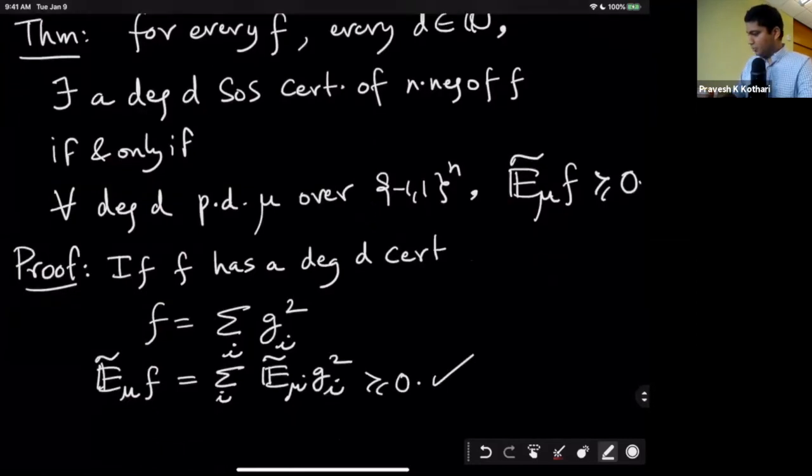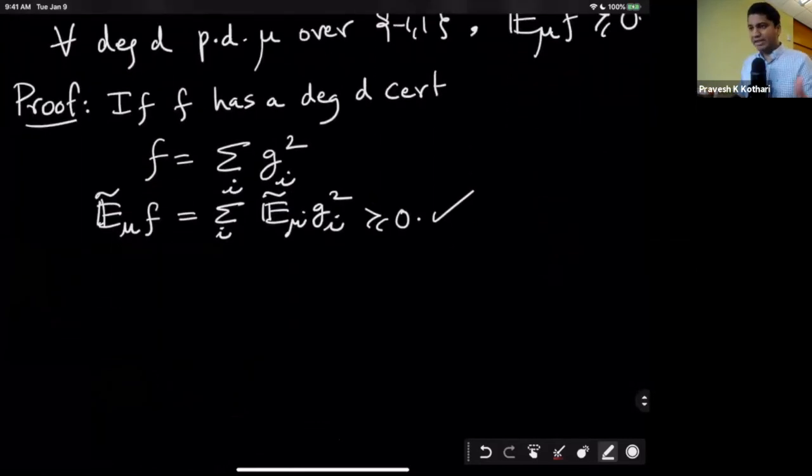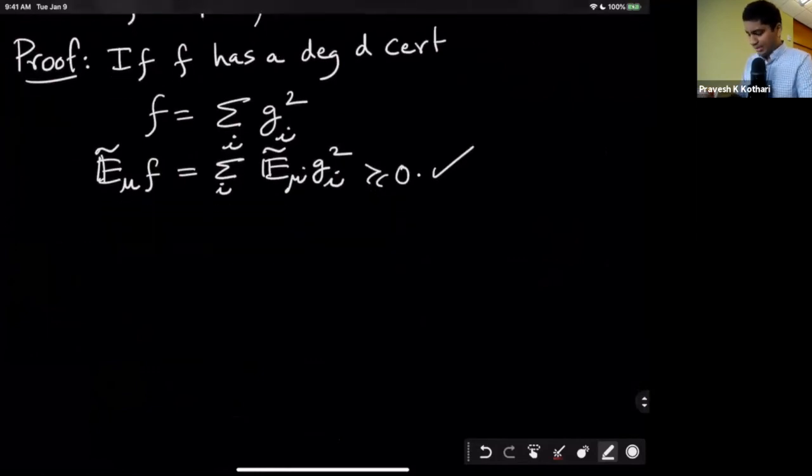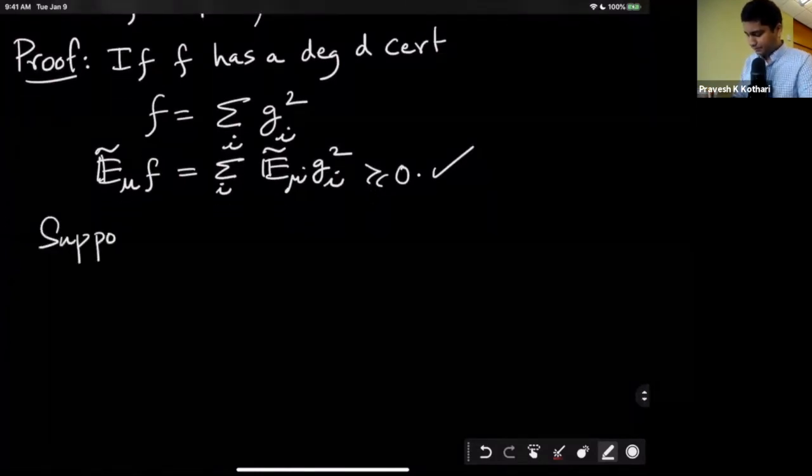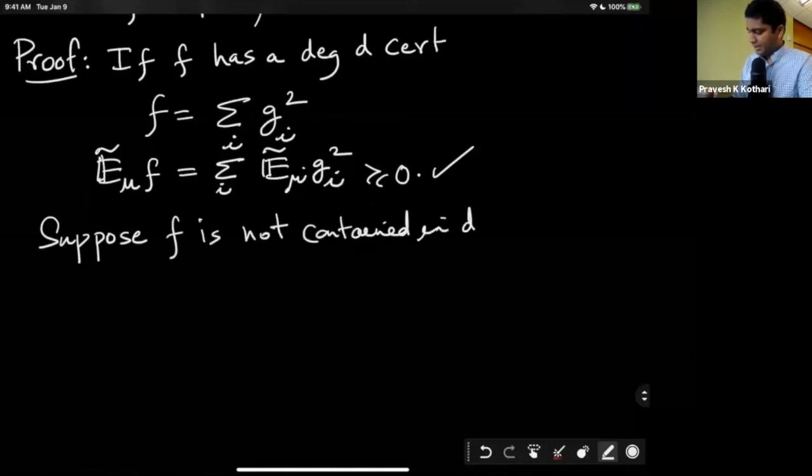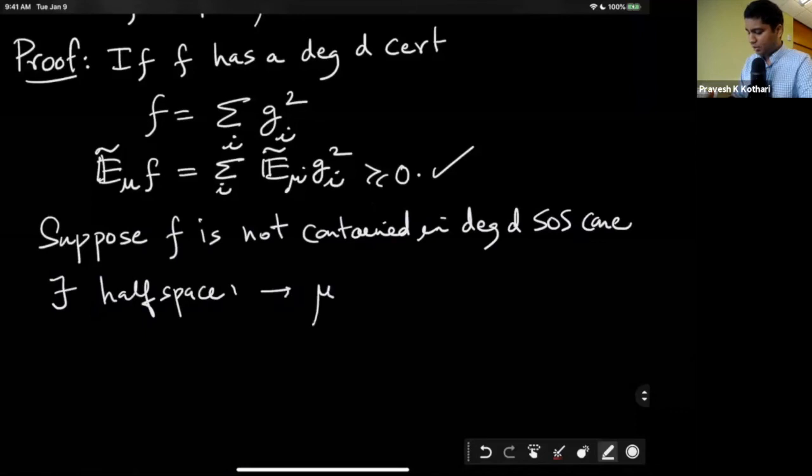Good. So now let's do the only if part. That's the non-trivial part, where we'll use the separating hyperplane theorem. This is basically a formalization of the discussion we were having earlier. So now suppose f is not contained in the degree d SOS cone. As we discussed, there is a half space, and let's say mu is the normal vector.